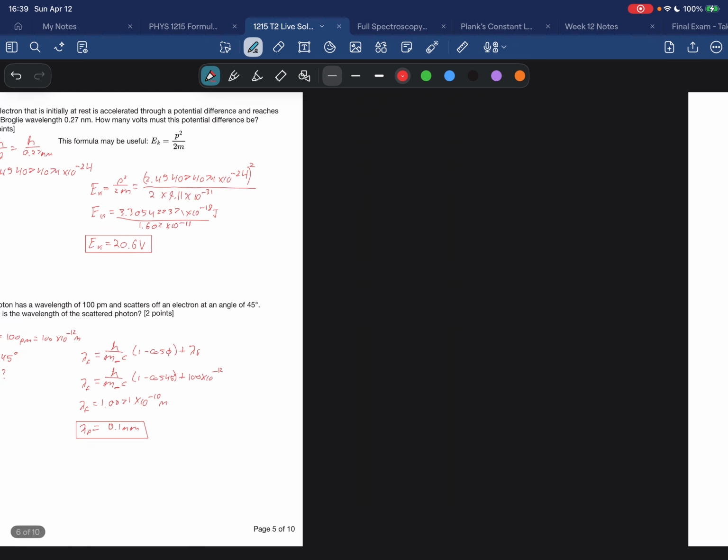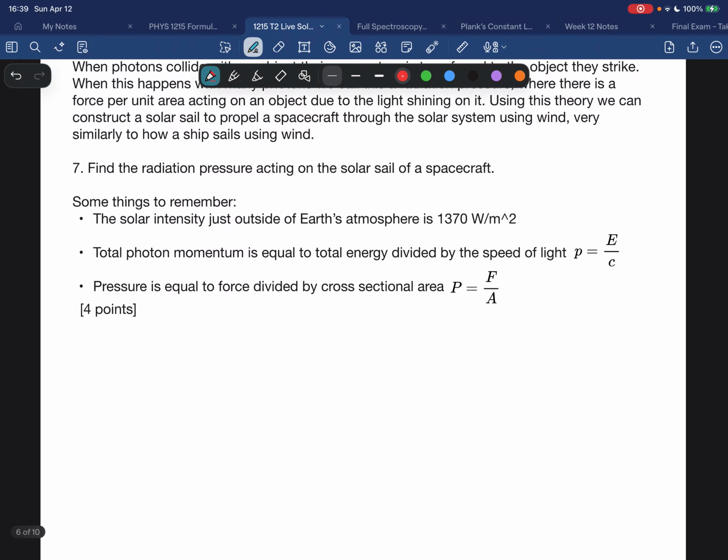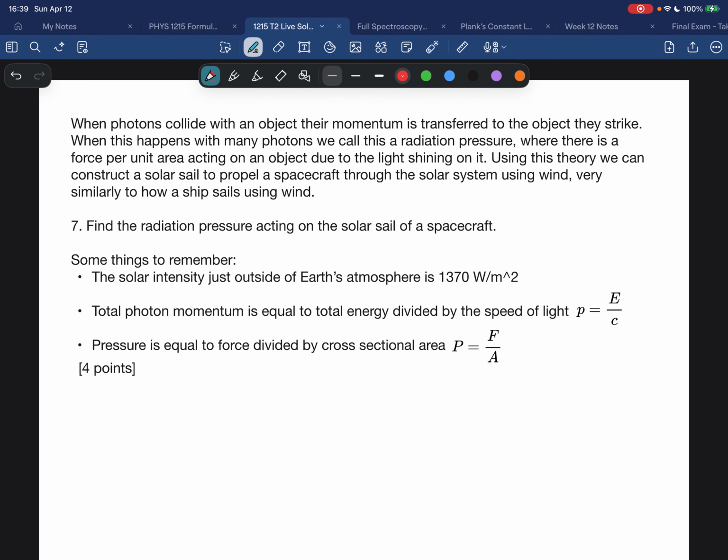Moving on, question 7. This was a bit of a tougher question, but the actual calculation itself is probably the easiest. The actual math here is the easiest, but it's getting to that point where you can actually do the math, which is more difficult here. So when photons collide with an object, their momentum is transferred to the object they strike. When this happens with many photons, we call this a radiation pressure, where there is a force per unit area acting on an object due to the light shining on it. Using this theory, we can construct a solar sail to propel a spacecraft through the solar system using wind.